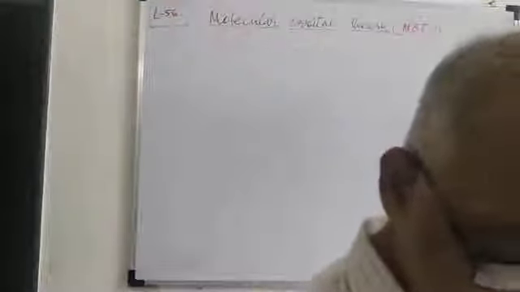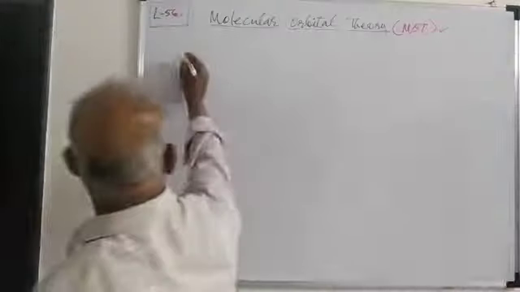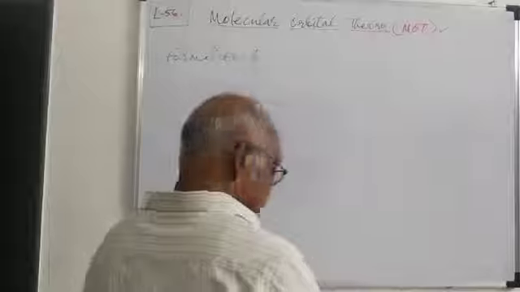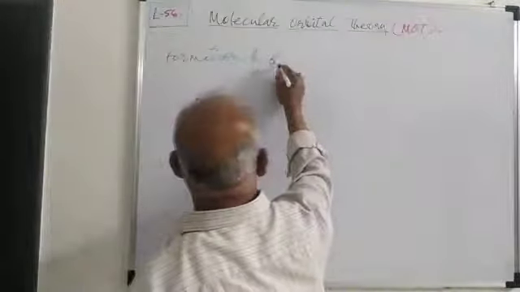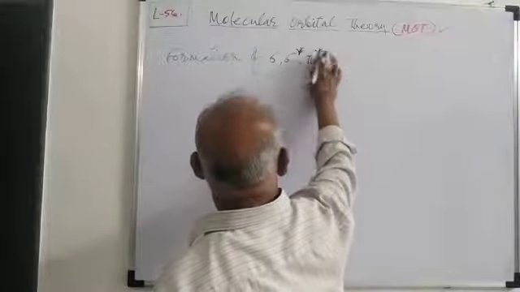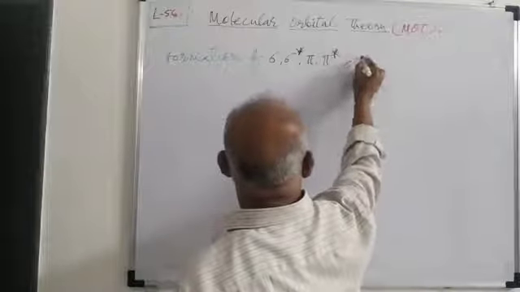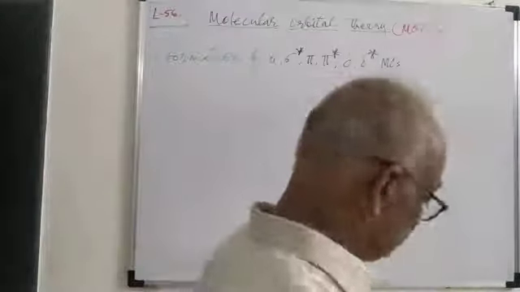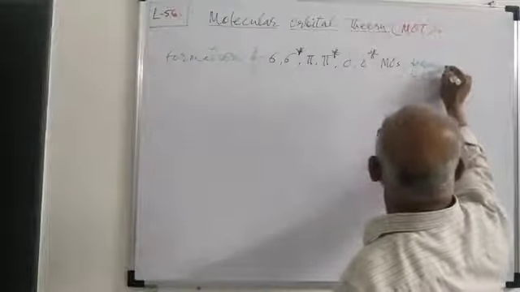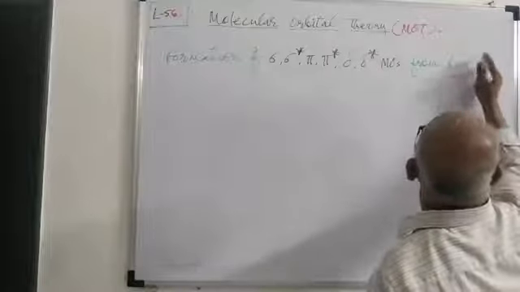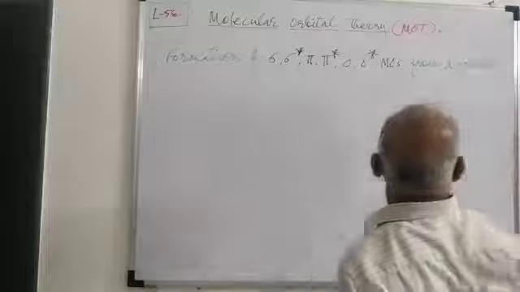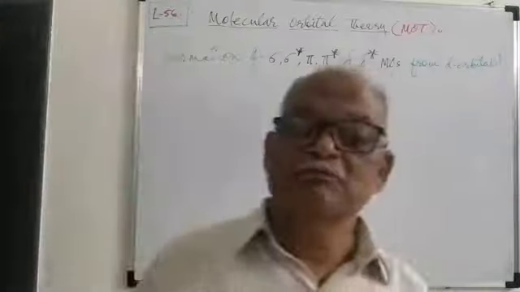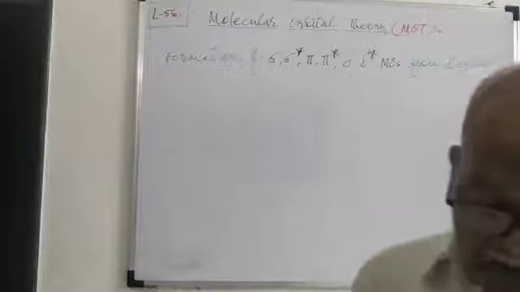Now we will see the next point of this topic, that is formation of sigma, sigma star, pi, pi star, delta and delta star molecular orbitals from d-orbitals. So we will discuss one by one.